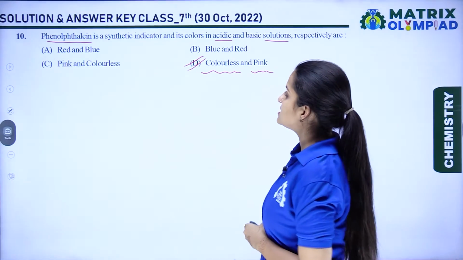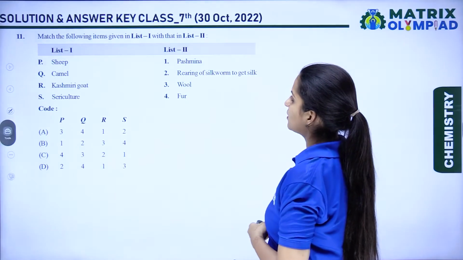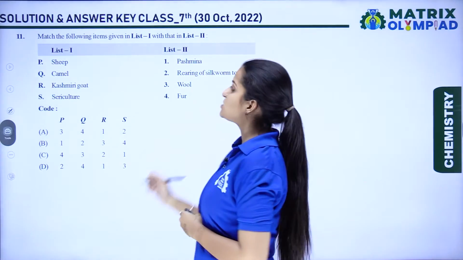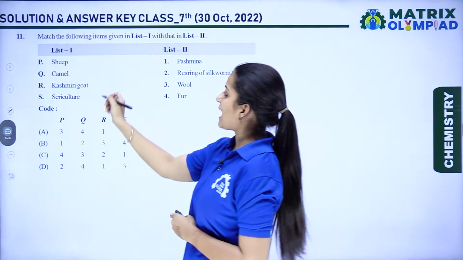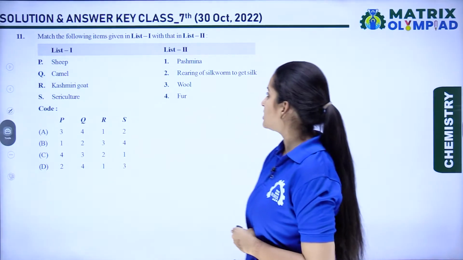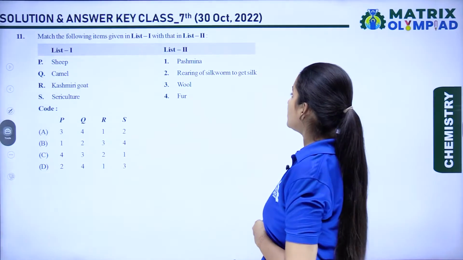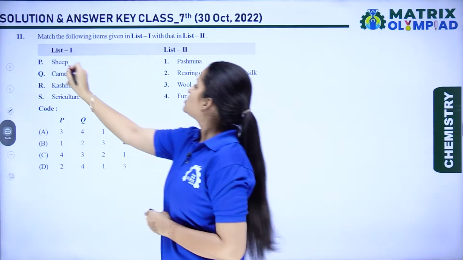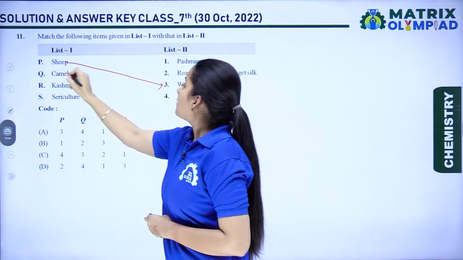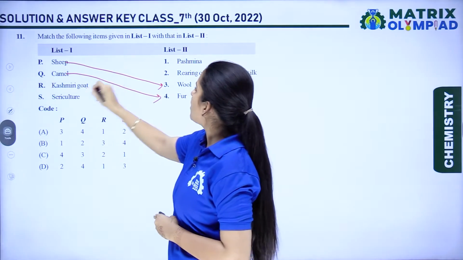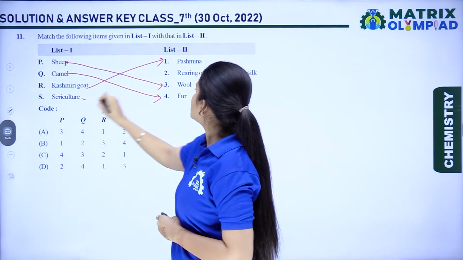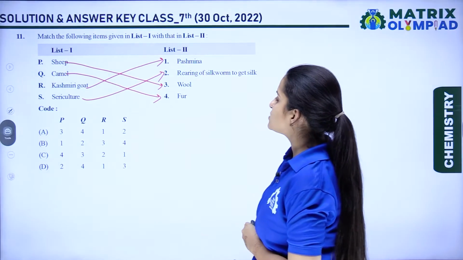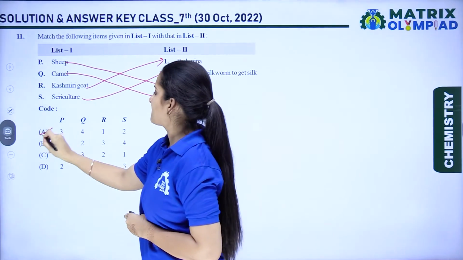Our next question is, match the following items given in list 1 with that in list 2. In list 1, sheep, camel, Kashmiri goat, sericulture. In list 2, pashmina, rearing of silkworm to get silk, wool and fur. As we know, sheep give us wool, camel gives us fur, Kashmiri goat gives pashmina, and sericulture is rearing of silkworm. So here the correct answer is option A.